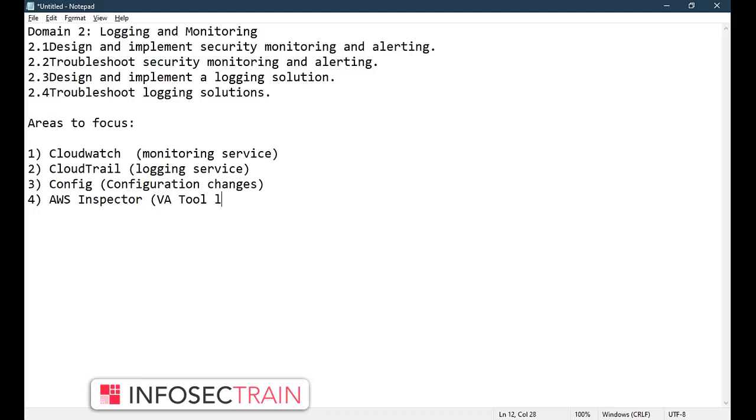Be a tool like Nessus. That's it. I think there are some very small topics more in this particular domain, and I will finish this. You can learn a service called Trusted Advisor.